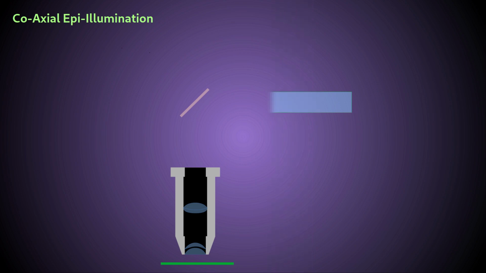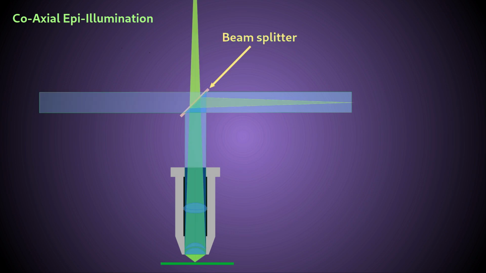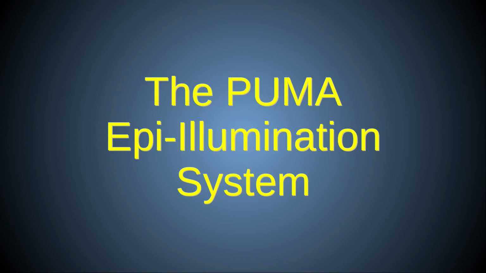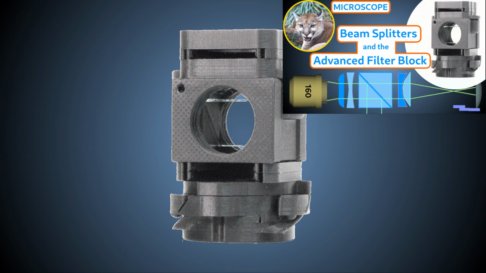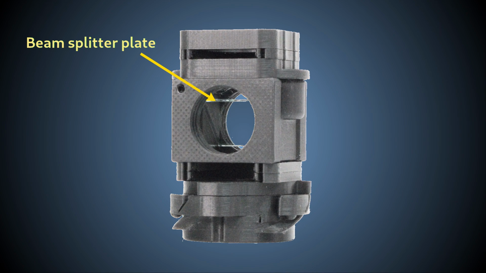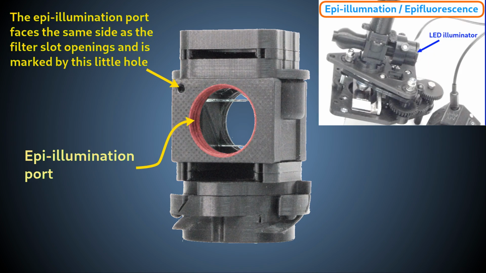Coaxial Epi-illumination, where the illuminating beam passes down the objective, is the most common type used in professional microscopes, but requires special optics, which usually, but not always, involves a beam splitter. The PUMA Advanced Filter Block module was described in detail in a separate video, and its integrated plate beam splitter is what enables PUMA to perform Epi-illumination when the LED illuminator and lower collector are connected to its Epi-illumination port.